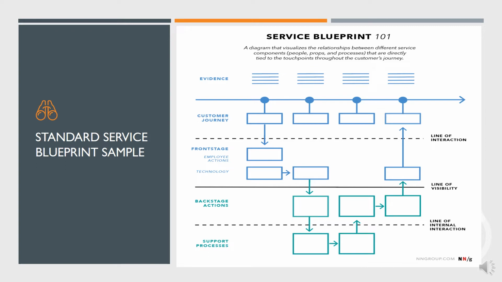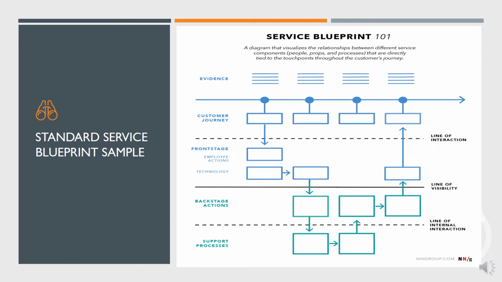Next is the backstage action. So these are steps and activities that occur behind the scenes to support on-stage happenings. These actions could be performed by a backstage employee, for example, a cook in the kitchen, or by a front stage employee who does something not visible to the customer. For example, a waiter entering an order into the kitchen display system. And last of the five elements is the support processes. These are internal steps and interactions that support the employees in delivering the service.